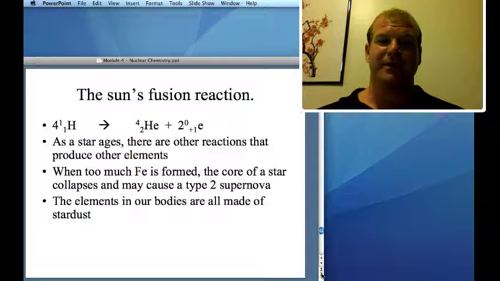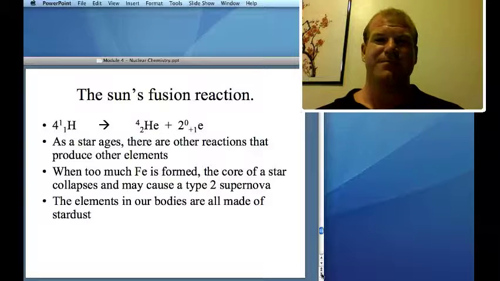So how does the sun work? Well, 4 protons come together. Actually, the sun is a carbon-12 star, so carbon-12 is used as a nuclear catalyst. That's kind of above and beyond this class, but it's kind of like this, but not exactly. Carbon-12 is also involved, and it forms helium and 2 positrons.